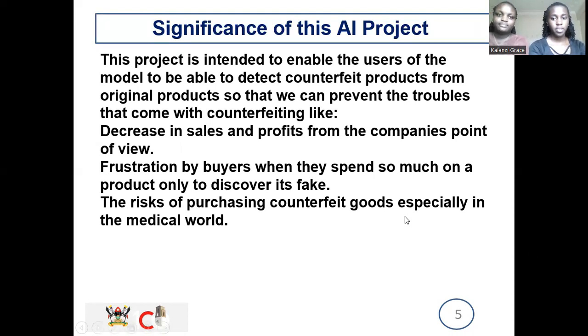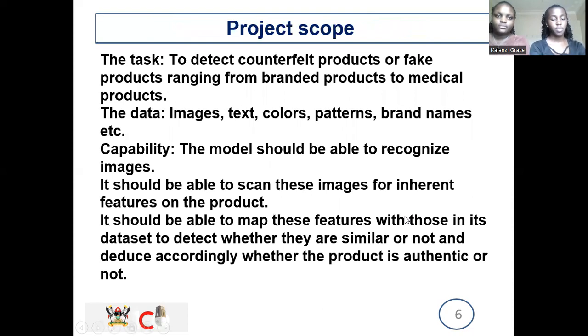When we look at the next slide, it talks about the project scope. These are some of the things that we looked at as we were trying to see how big this project is going to be. The task is definitely to detect counterfeit or fake products. We've been saying this over and over again. That's what the project is about. And then the data we're using: images, text, colors, patterns, and those features that can help us. And then the capability, or what we believe our model will be able to do at the end of the day.